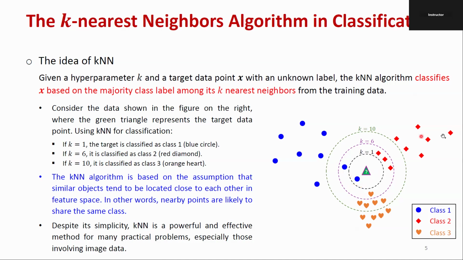Now let's see, what if K equals 6? K equals 6 means I'm looking for the 6 nearest neighbors among all my training data to my target data. So look at the 6 nearest neighbors. Okay, make it bigger. So 1, 2 are here, 3 is here, 4, 5, 6.